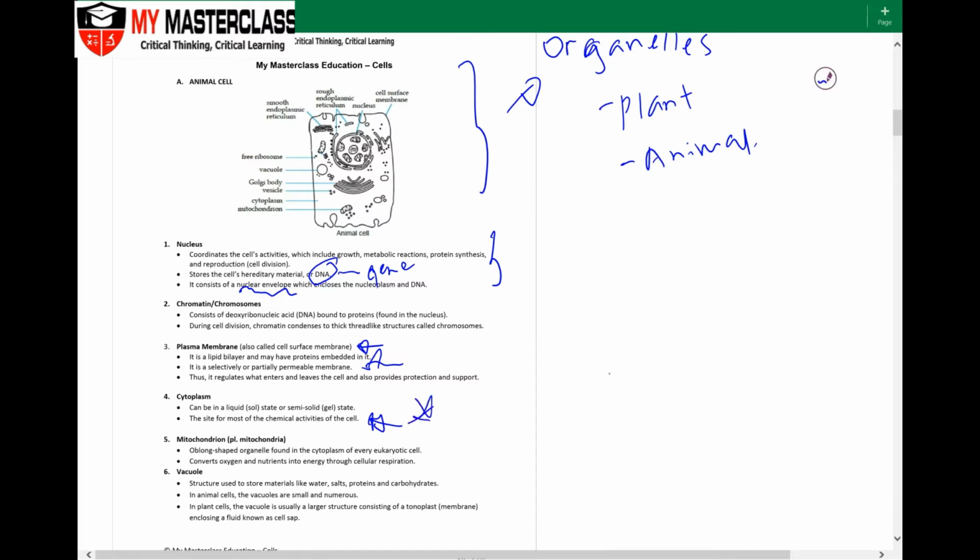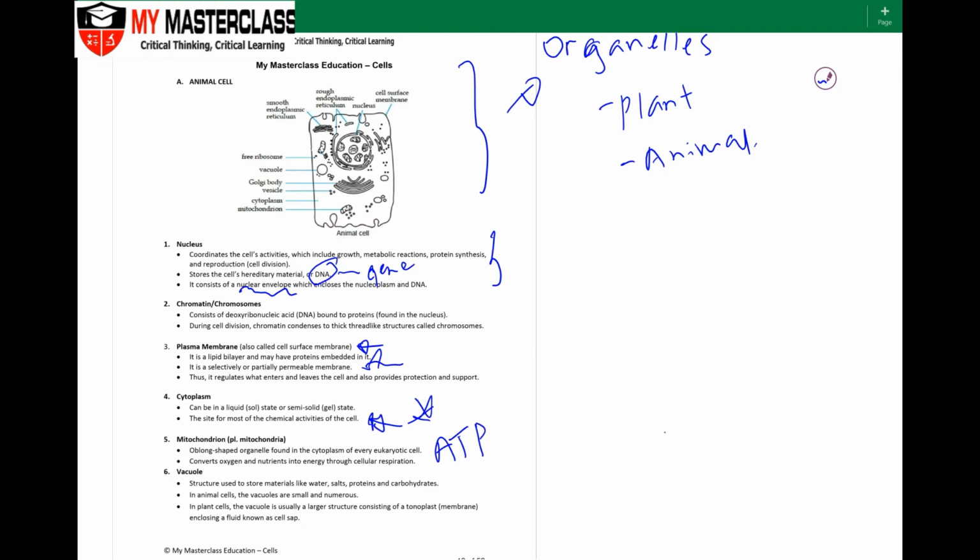Okay, now take note of this. Okay, so in order for the cell to function, it requires energy for the cell itself. So where it produces the energy is number 5, which is the mitochondria. Okay, so some schools, they will use this term, which is called ATP. ATP is the energy currency of cells.